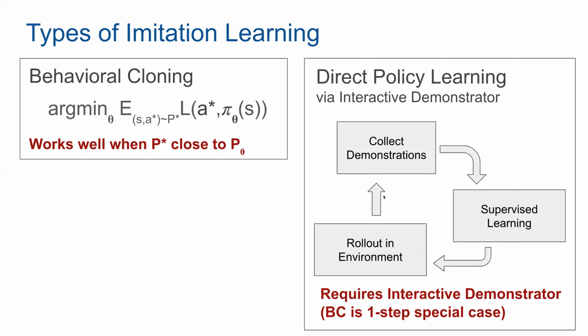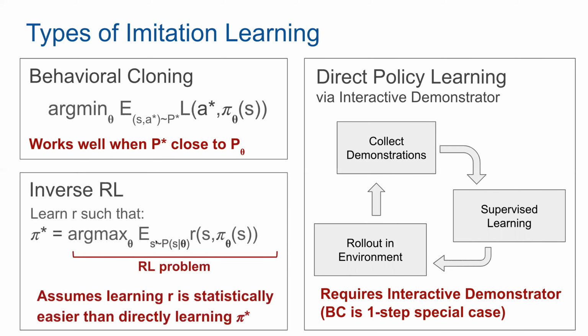Every time we do this, we require access to a demonstrator that tells us what they would have done at the states collected by our policy. In some sense, one can think of behavior cloning as a one-iteration special case of interactive imitation learning, where we do this cycle once in the very beginning, where we just look at the expert's own rollouts.